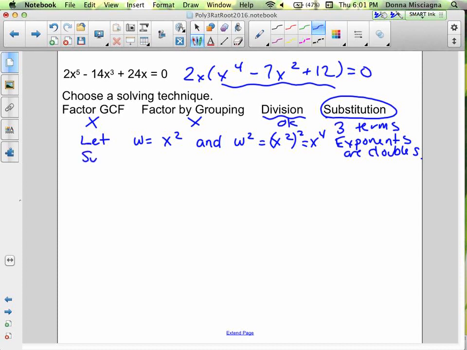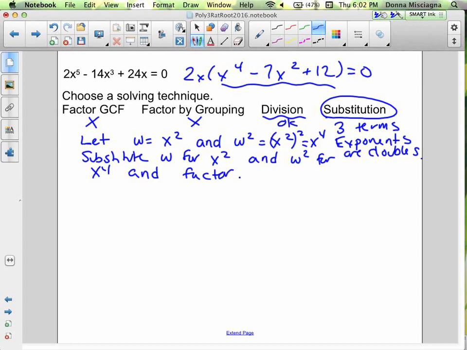So we'll substitute w for x squared and w squared for x to the 4th, and then we can factor, because we'll have something quadratic. Even though it's really not quadratic, it'll look quadratic.